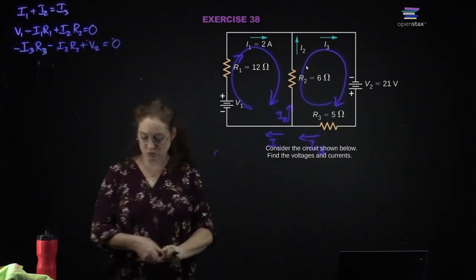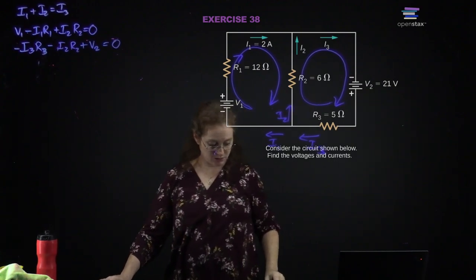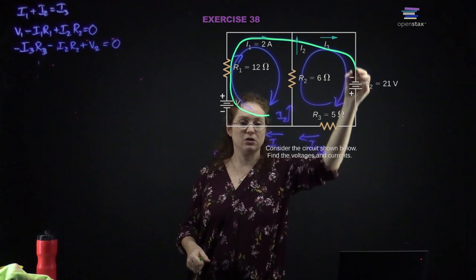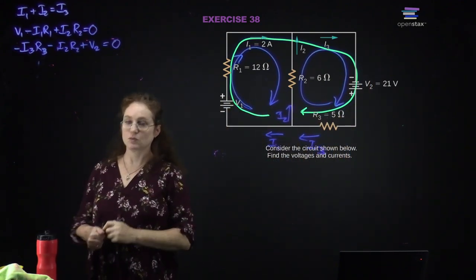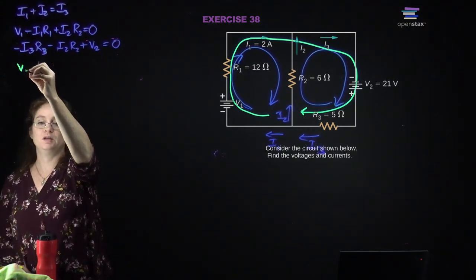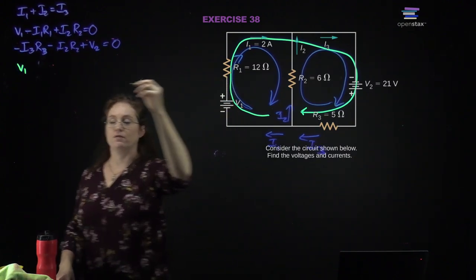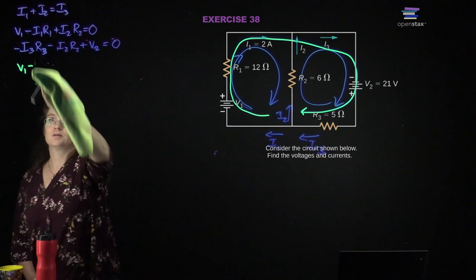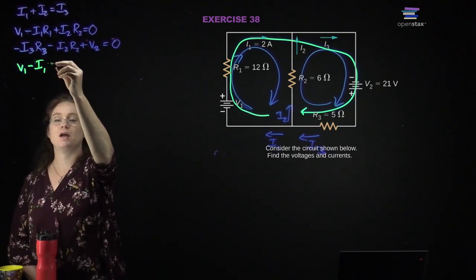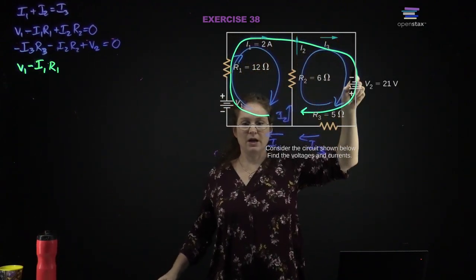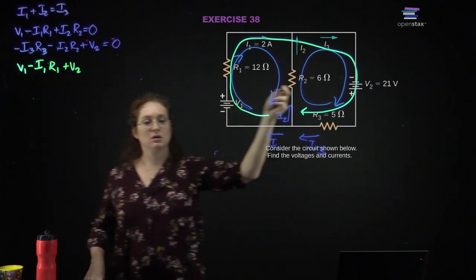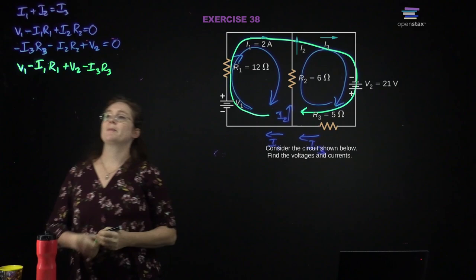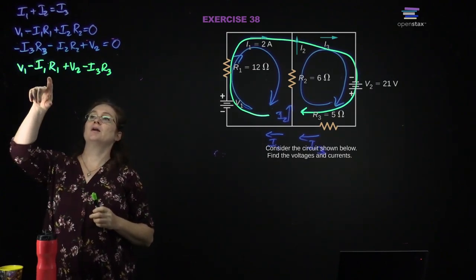Now, even though I know that it's going to be redundant, I'm going to go ahead and do the loop across here because I want to show you that it's redundant. So, when I do that, I'm going to start here, and I get V1 minus, let me put the I's first always, just to have some convention, minus I1 R1, and then here I have to add V2 and subtract I3 R3.